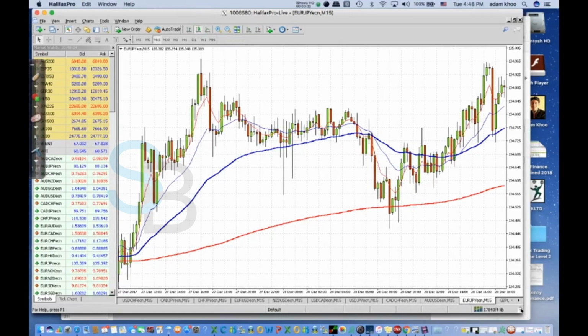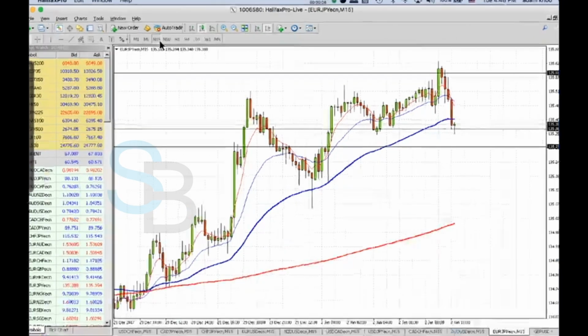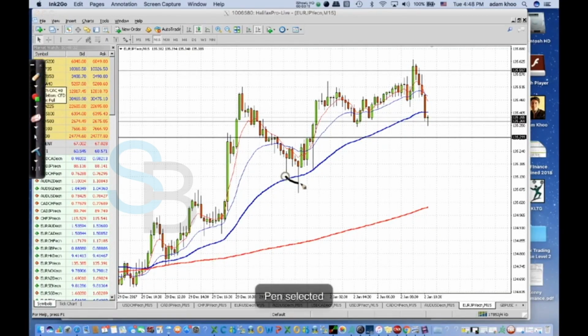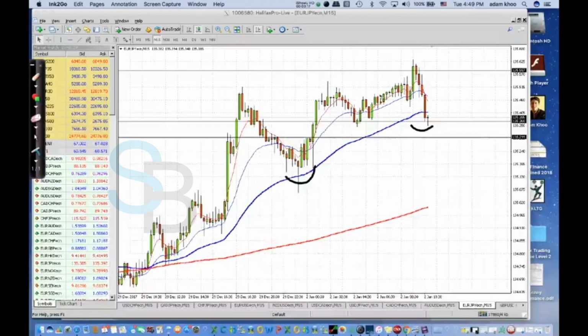All right, I'm spotting a potential bounce trade on euro yen. I'm looking at the 15-minute candles right now, and as you can see, the 50 moving average was tested recently. And now it's bouncing off the 50 moving average.